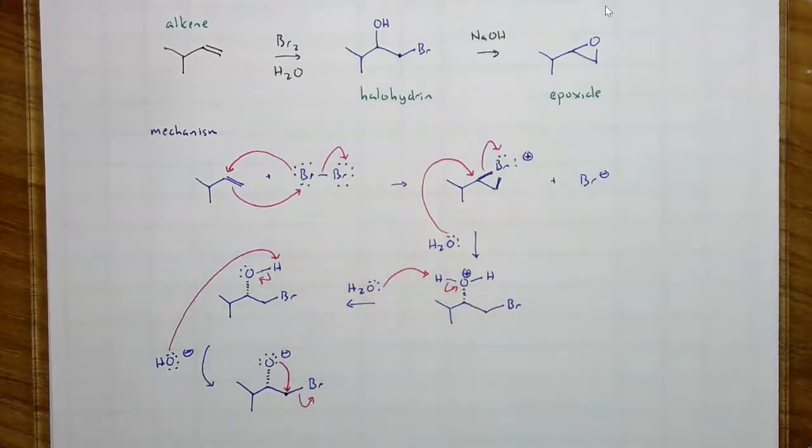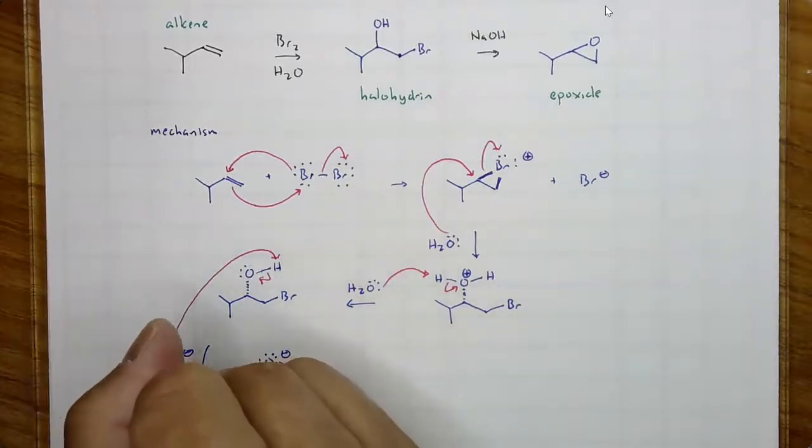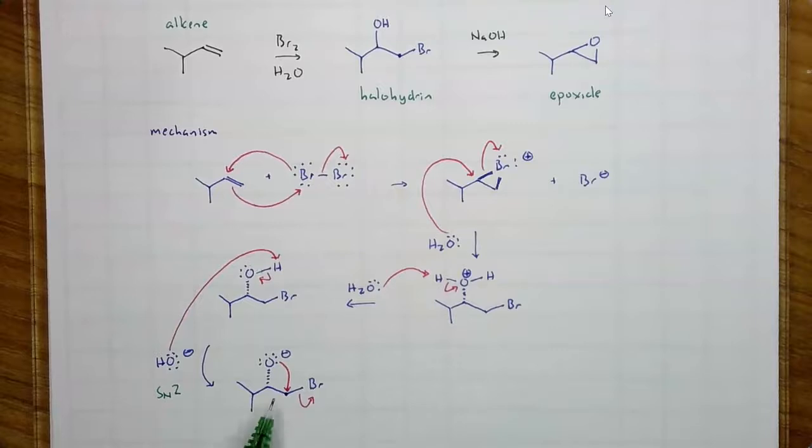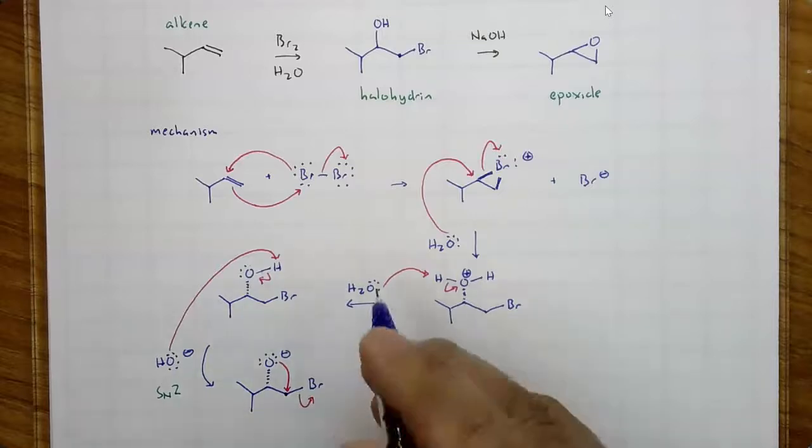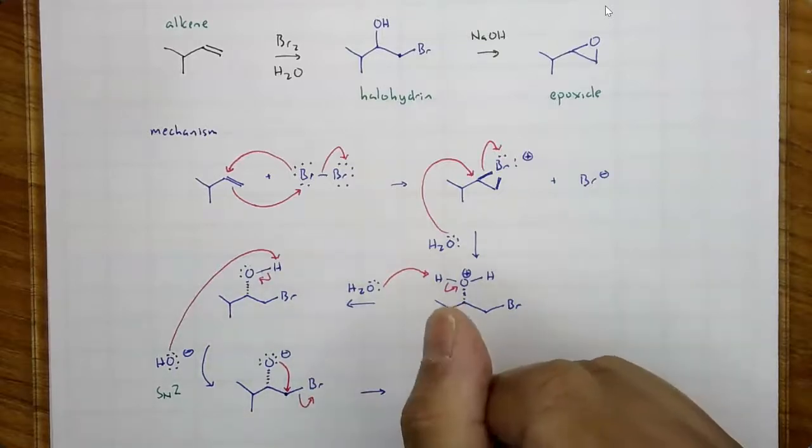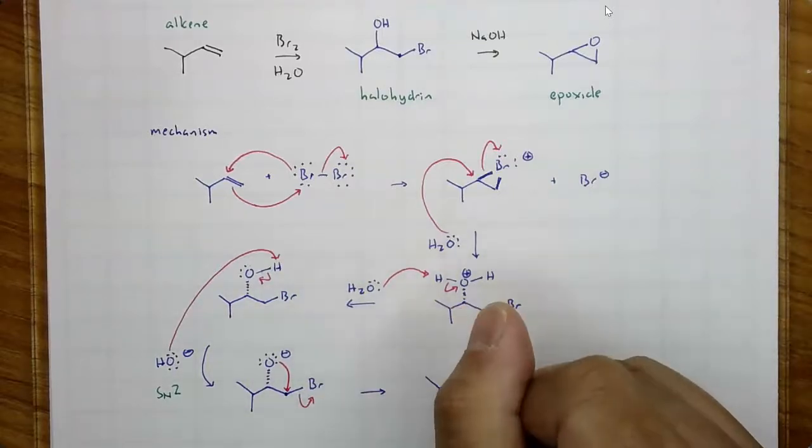This is an SN2 reaction, right? Backside attack, well, maybe that's not the important part. The important part is concerted. The attack and the leaving group leaving happens at the same time. And we have this isomer here.